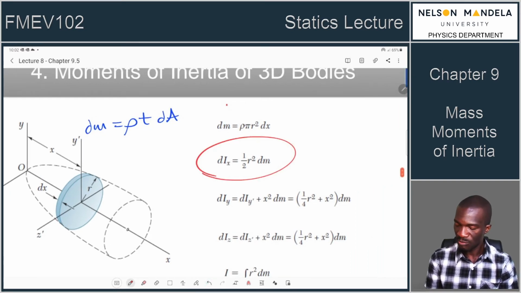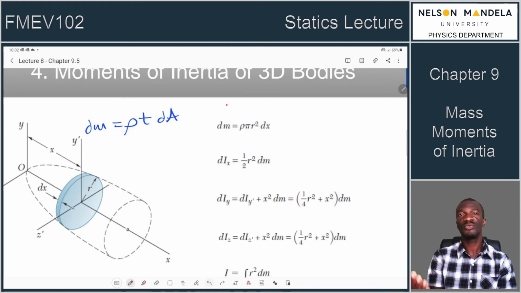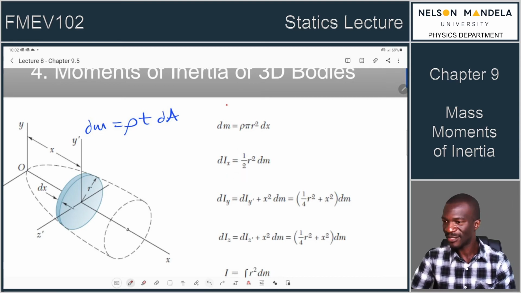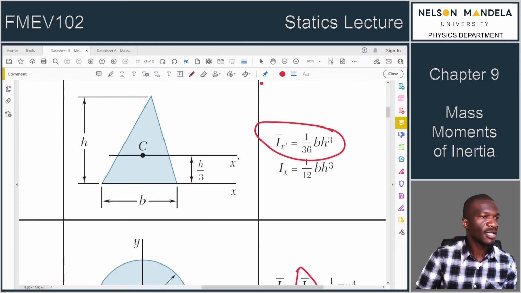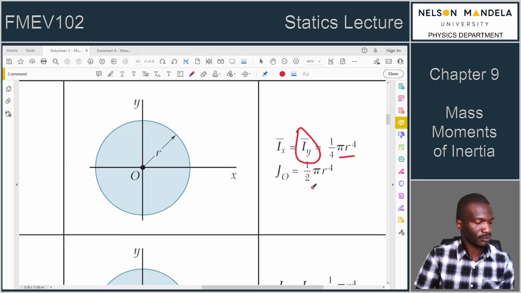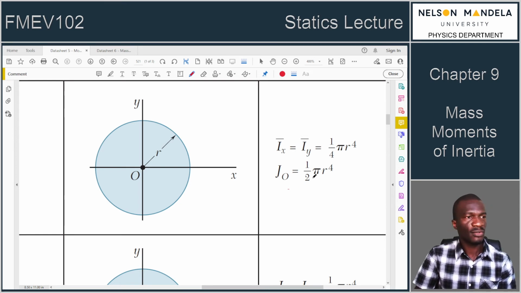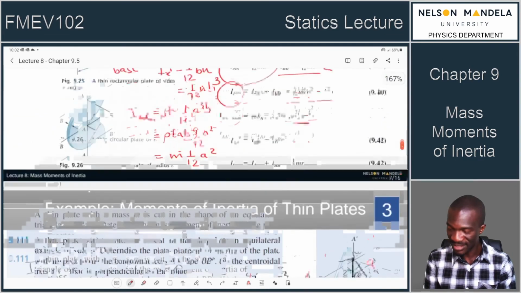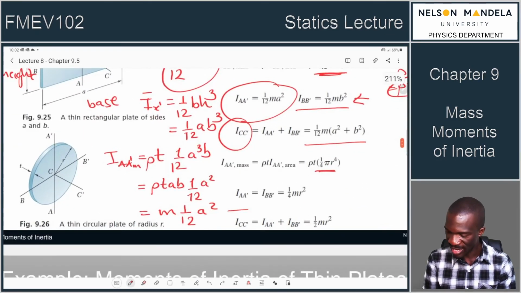What is our small ix which we will need to integrate? Let's say we want to find the mass moment about the x-axis. So our small ix is obviously half r squared. Where are we getting this? Back to your tables. Circle, there we have our circle. In fact, we'd already used the circle, so we actually have a result from this analysis. So this is what we have.